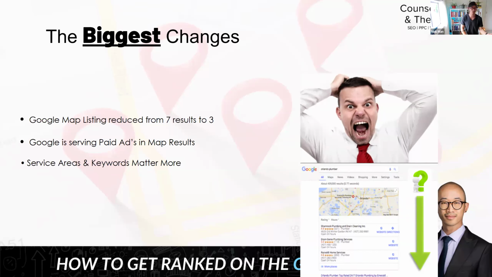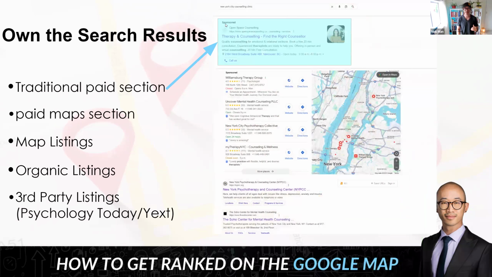These are a couple of different areas on the search results that really matter. You've got the traditional paid section, which Google experiments with all the time. Right here, it says sponsored. Sometimes you see a little label that says "Ad."